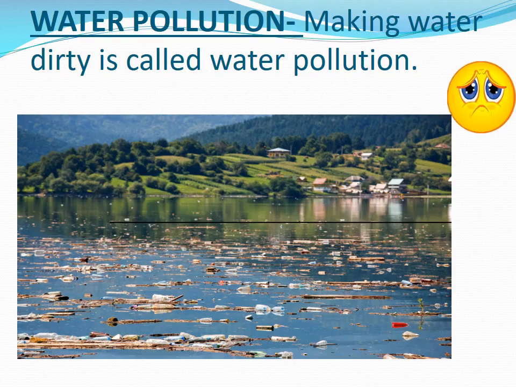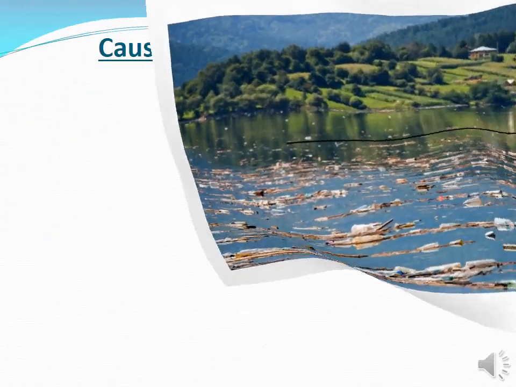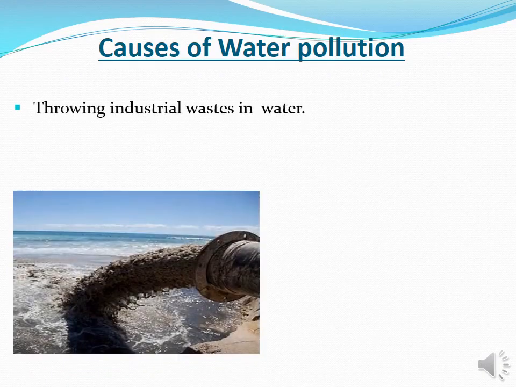But nowadays, water in rivers, ponds, lakes is getting very dirty. We human beings are polluting that water very much. Making water dirty is called water pollution. In this picture, we can see industrial waste or factory waste is going into the river. This is the biggest cause of water pollution. It is very bad.